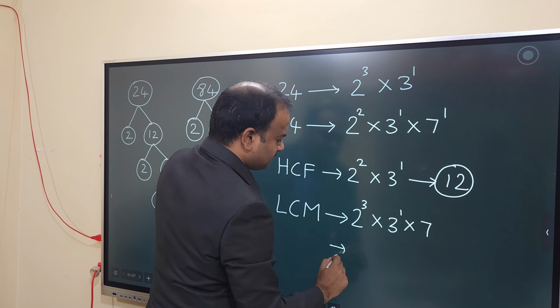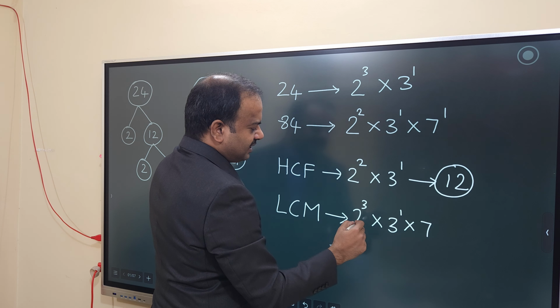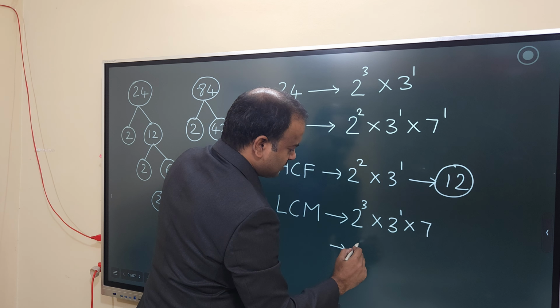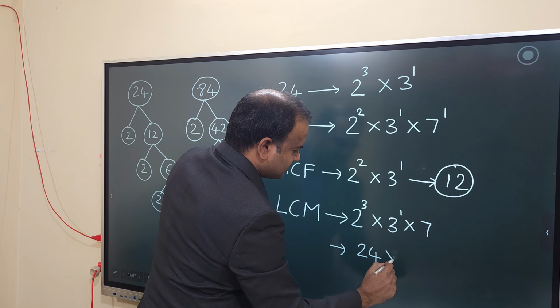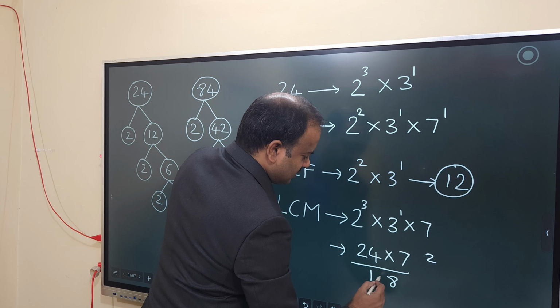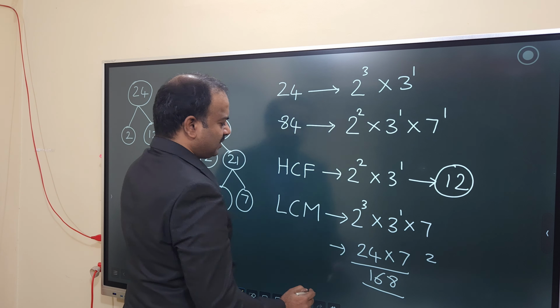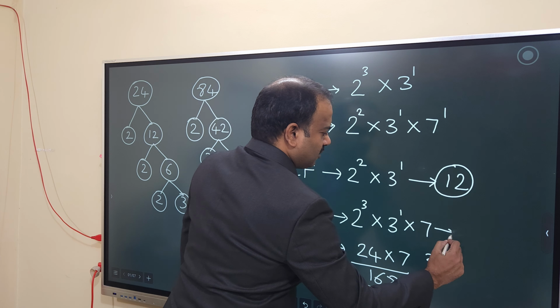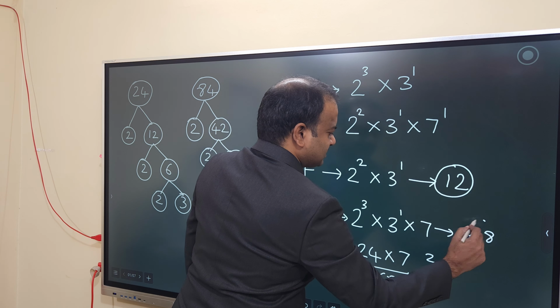Now this will become 2 twos are 4, 4 twos are 8, 8 threes are 24, 24 into 7. Let's find it. 7 fours are 28, carry 2, 14, 15, 16. So 168 is the LCM of these two numbers, 168.